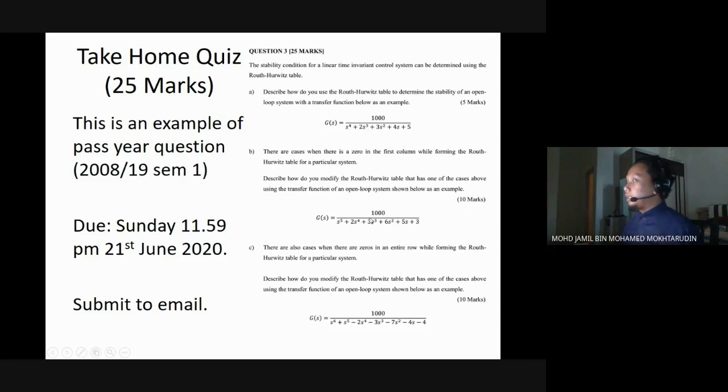This question is actually very easy, but some students only know how to do question A but don't know how to do questions B and C, because maybe they don't understand the method. Some of them were confused about putting epsilon, and some of them don't know when to find the polynomial and differentiate.